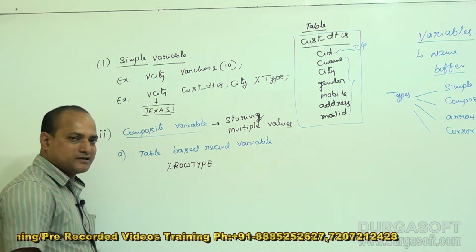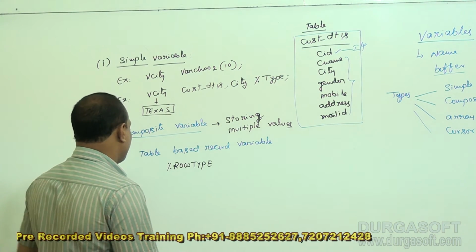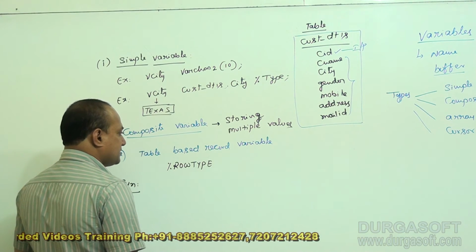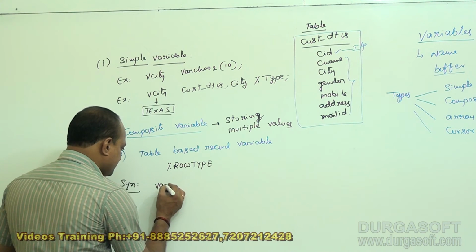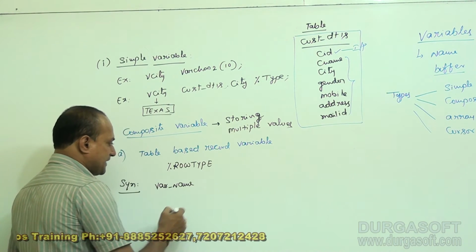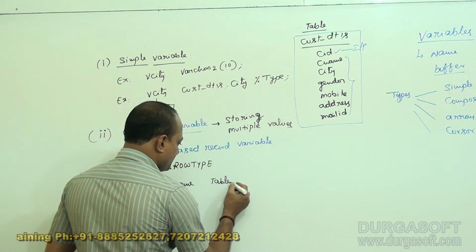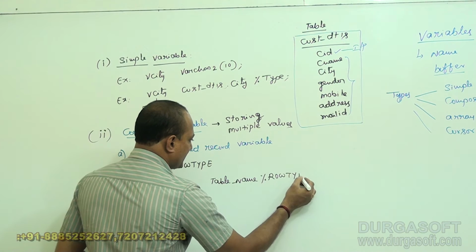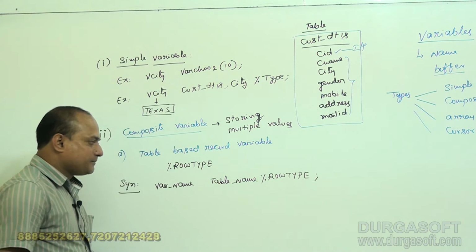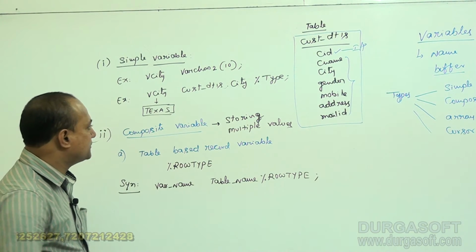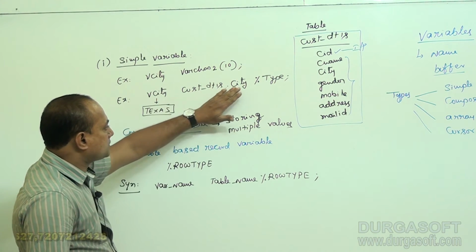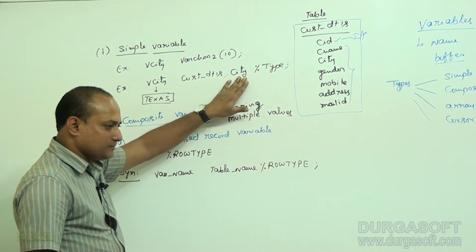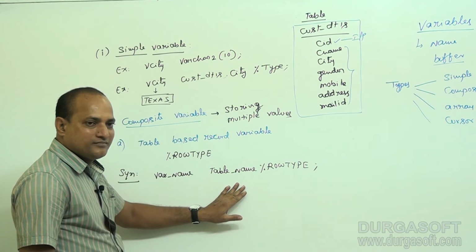By using the keyword %rowtype. Okay? So what is the syntax of declaring a table based record variable? Variable name, space, table name, percent rowtype. That's it. In the previous case, it was table name dot column name percent type, but here it is only the table name.